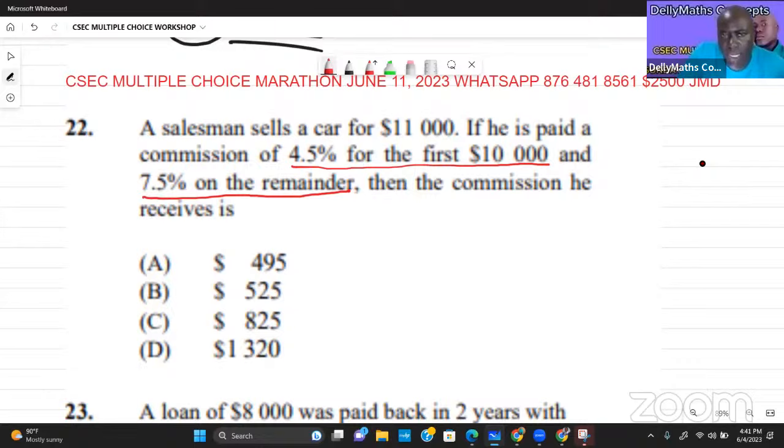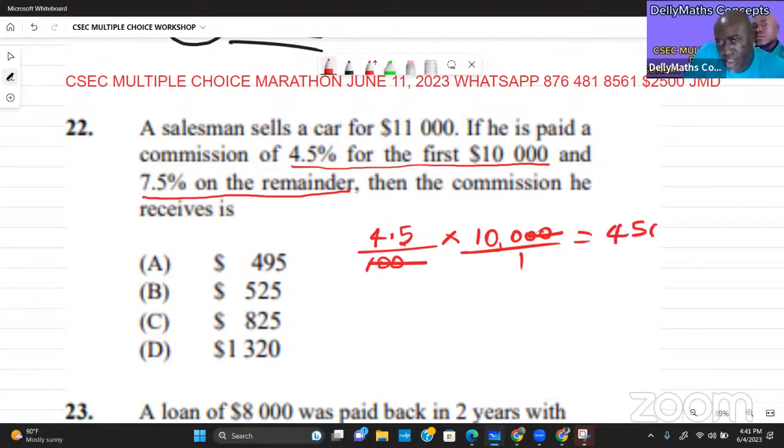So then let's look at this. 10,000 will go at 4.5%. Work it out, because they're using some numbers that are good. 4.5% means 4.5 over 100. And you're going for 10,000 with this. The numbers can cancel easily. Look, 100 into this is 100 times. So 4.5 times 100 will give you what? 450. All right, so it's going to get 450 from the first 10,000.